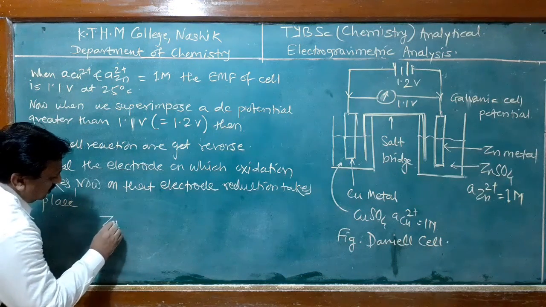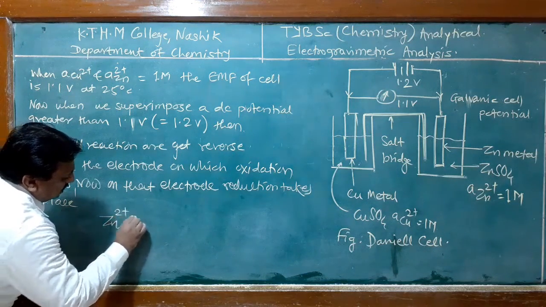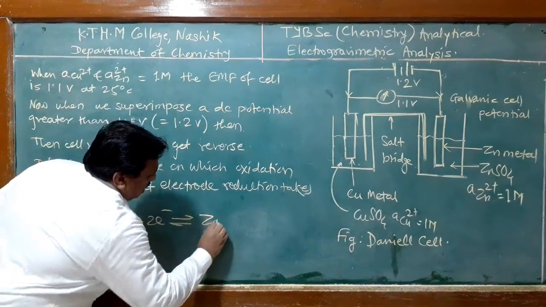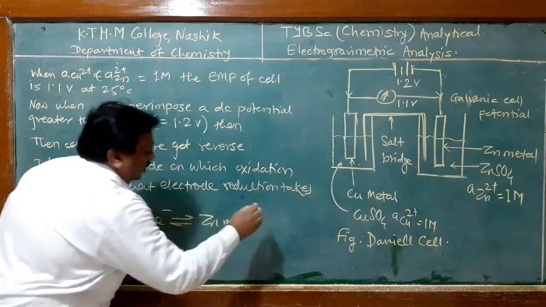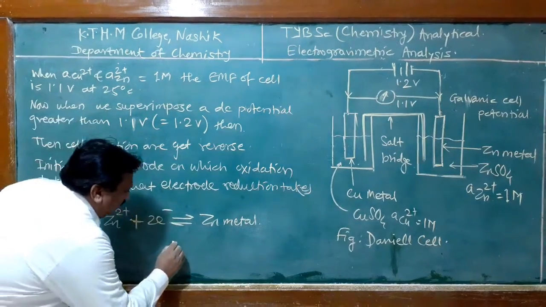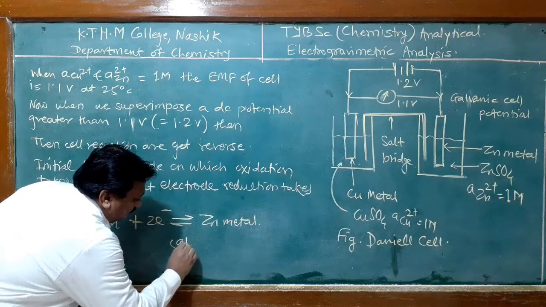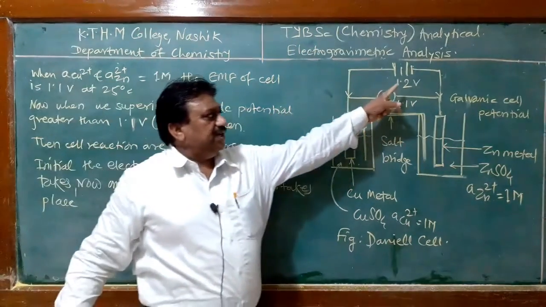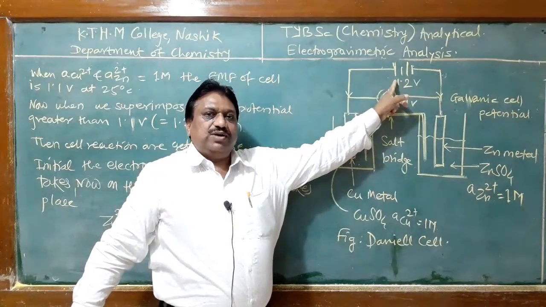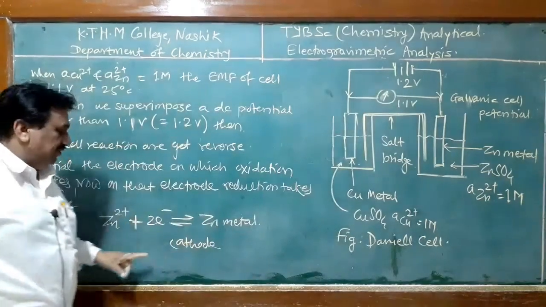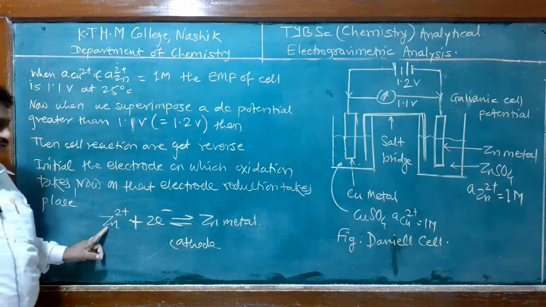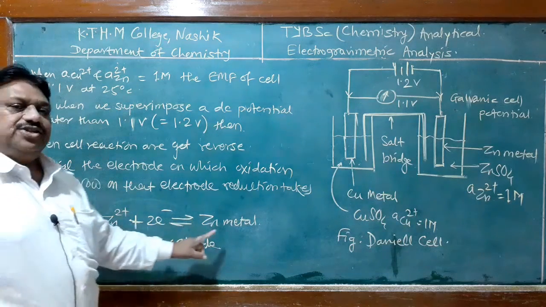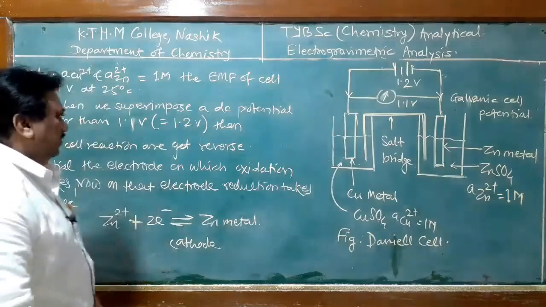Therefore zinc 2 plus plus 2 electrons gives zinc metal, and zinc metal gets deposited onto the electrode. Now here zinc is functioning as a cathode. At a potential greater than 1.1 volt, reactions are reversed. Therefore initially the zinc electrode is the anode, now it becomes the cathode, and reduction takes place on the zinc electrode.